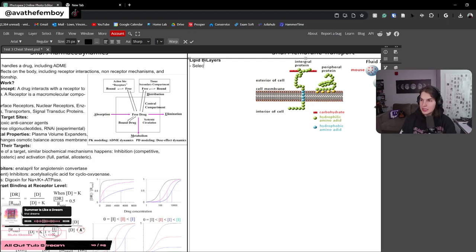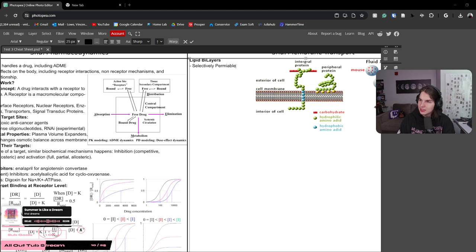Lipid bilayers are selectively permeable, which basically means that they choose what goes in and out of the cell. So not everything is able to get into the cell. Some things are rejected. One factor is whether something is hydrophilic or hydrophobic. Hydrophilic means that water molecules are more likely to be accepted through the membrane, while hydrophobic means that they are not. Hydrophobic basically means that water is not liked by the cells. So that'll be a really key thing.